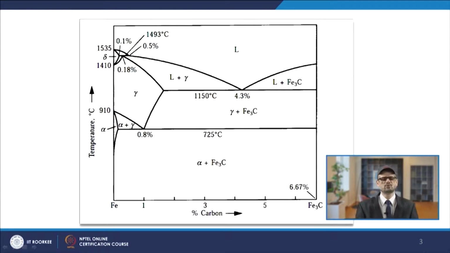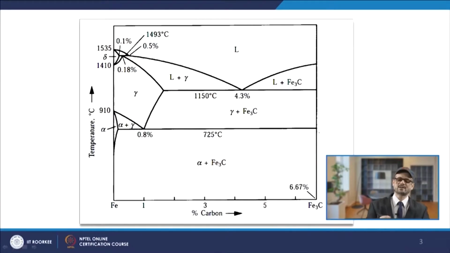Now, if you look at this iron carbon diagram, you see many kinds of invariant reactions. You have the first invariant reaction in the lower temperature range. You see that this is one line, where this is your alpha phase and this is your Fe3C. Again, as we have studied in phase diagrams, this is where phase transformation takes place.